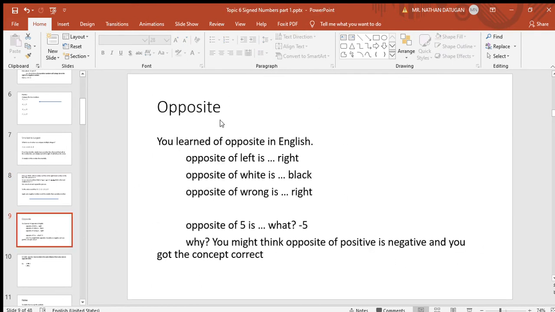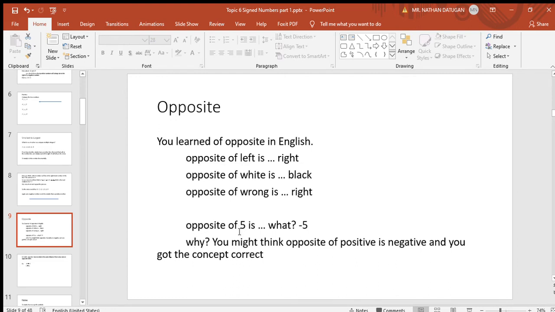Now let's talk about something called opposite. In higher math, it will be called inverse, but opposite is basically the same thing. So opposite in English, what's the opposite of left? Well, it's right. What's the opposite of white? Well, it's black. The opposite of wrong is right. So what is the opposite of 5? Well, it's -5. Why?